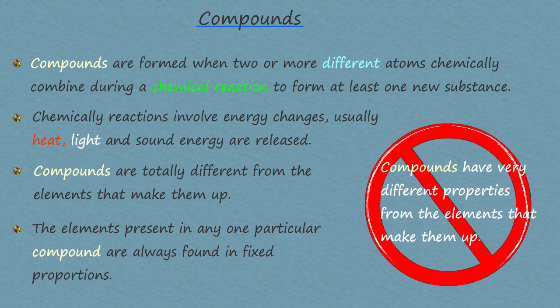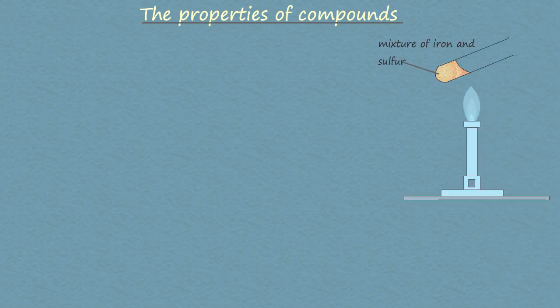Now let's have a look at these four facts in more detail by considering the reaction of iron and sulfur. Now if a mixture of iron and sulfur are placed in a boiling tube and heated strongly with a Bunsen burner, a reddish glow is seen as the two elements react to form the compound iron sulfide. A word equation for this reaction is shown.